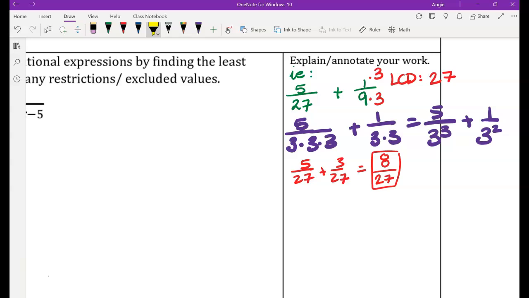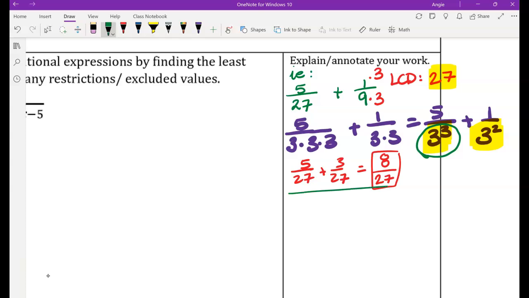So if we look at this math, we know the LCD was 27. But when we look at the basic math, one has 3 to the third and one has 3 squared. Whenever we have the same factor, we take the bigger power of the two. So if one is 3 to the third and one is 3 squared, the LCD is the bigger of the two.